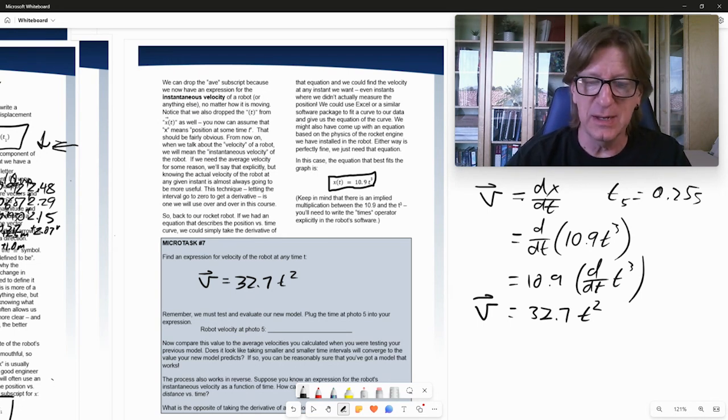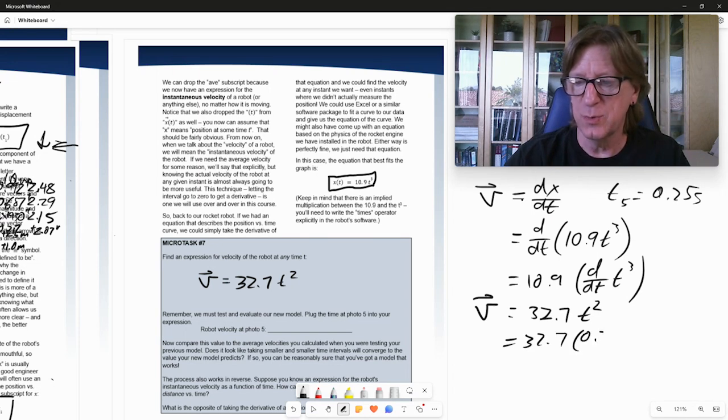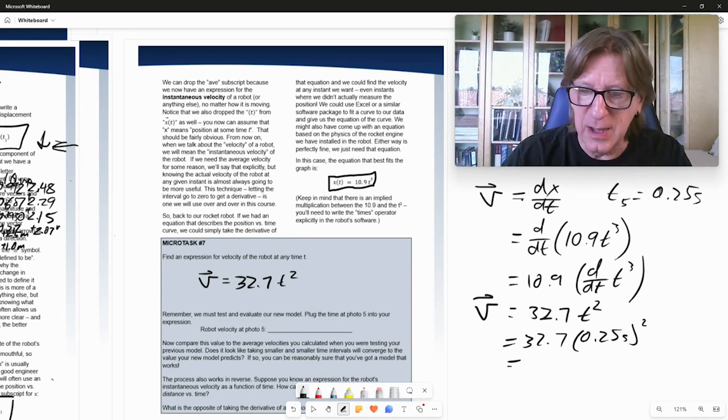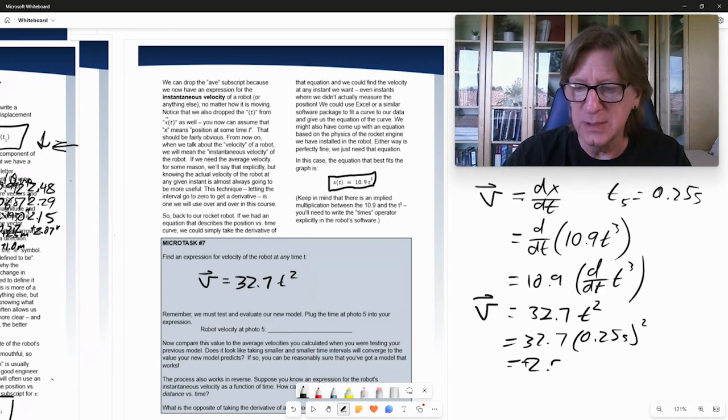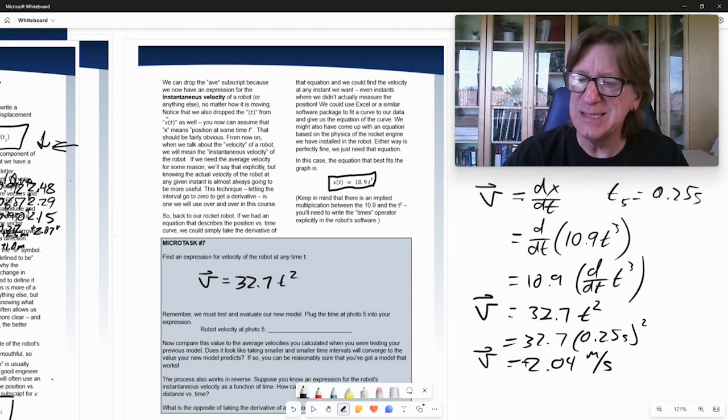So we plug that into here, and this is 32.7 times 0.25 seconds squared. Make sure you keep your units in there. And when I worked this out, I got positive 2.04 meters per second. That's the instantaneous velocity at photo 5.